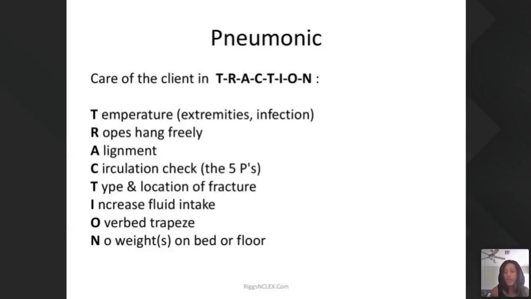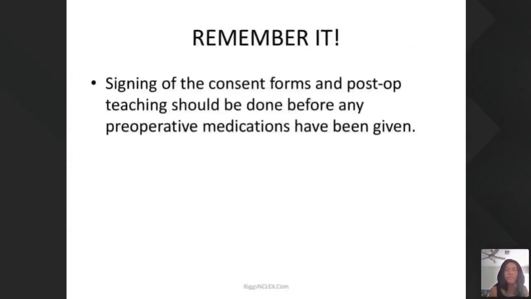And here's little mnemonics for you for traction. If they help, beautiful, use them. If you have your own, that's fine.